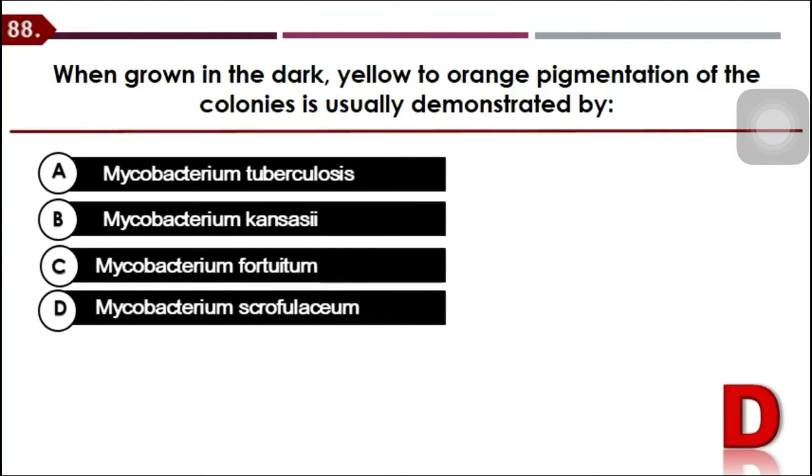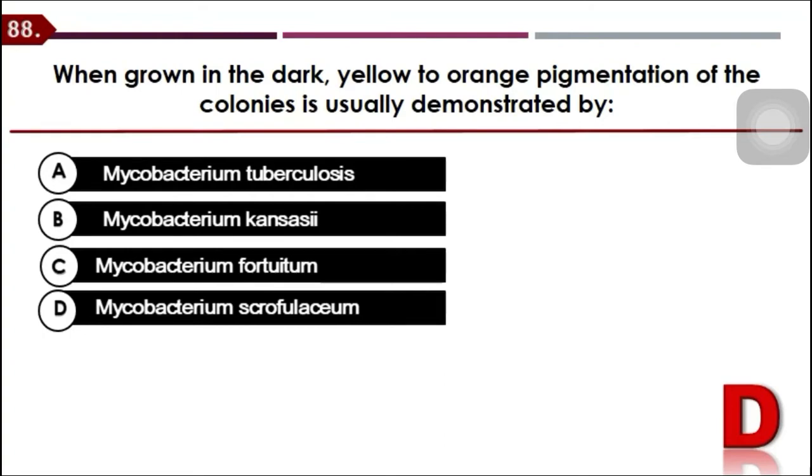A common tap water scotochromogen po, we have M. gordonae. Now, the pathogenic scotochromogens naman, these include M. szulgai, we have M. scrofulaceum, and M. xenopi po. M. kansasii, on the other hand, that is a photochromogen producing a yellow pigment following exposure to light. Also yung M. kansasii po can produce red beta-carotene crystals after long incubation periods.